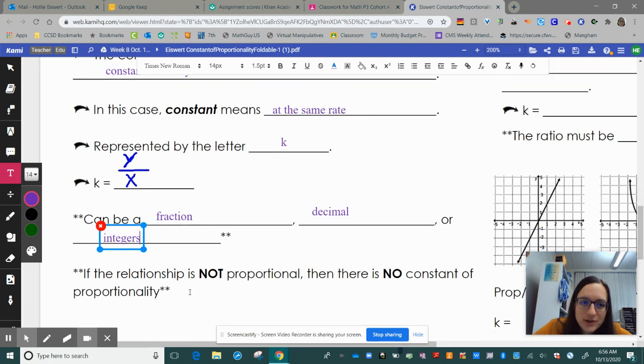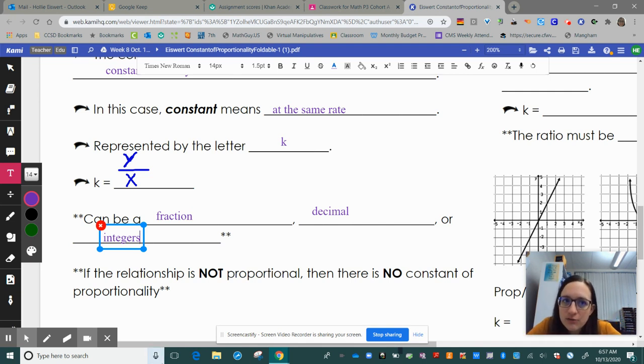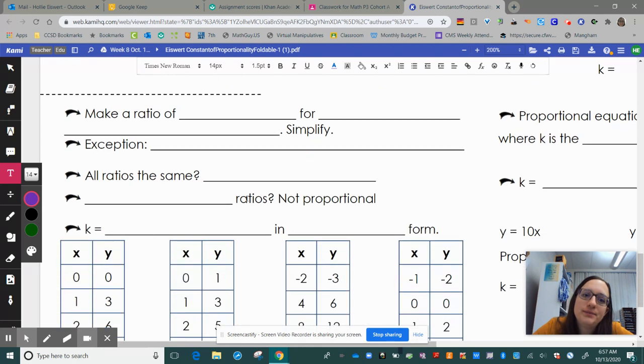So our constant of proportionality: if the relationship is not proportional, then there is no constant of proportionality. Not everything in life is moving at a constant rate. Things change rapidly, so keep that in mind. A lot of what we're going to be asking is, is it proportional or is it not proportional? Basically, does it have a constant of proportionality or not? That's kind of the idea.